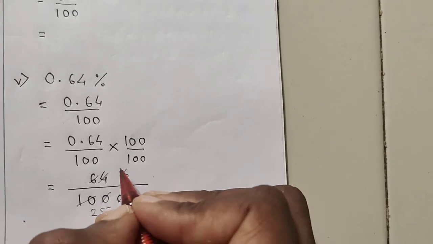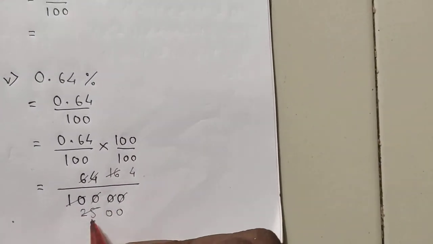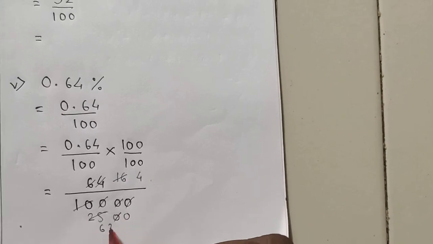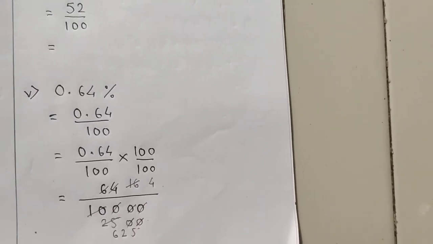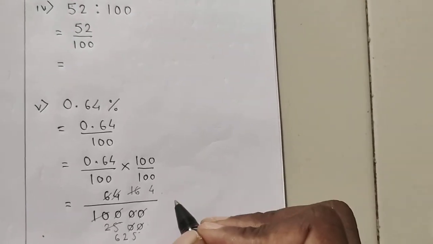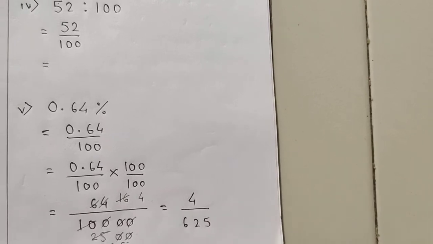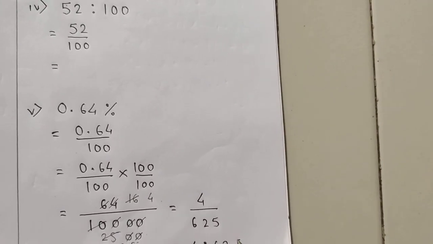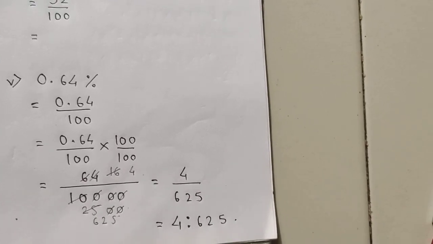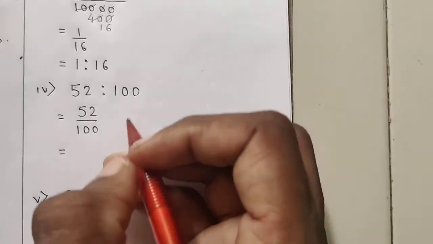Again do cancellation by 4. This is 4 4s, 4 6s are 24, 10 is there, 4 2s are 8, 2 is there, 4 5s are 20. So in this case you got 4 upon 625. So your final answer is 4 is to 625.